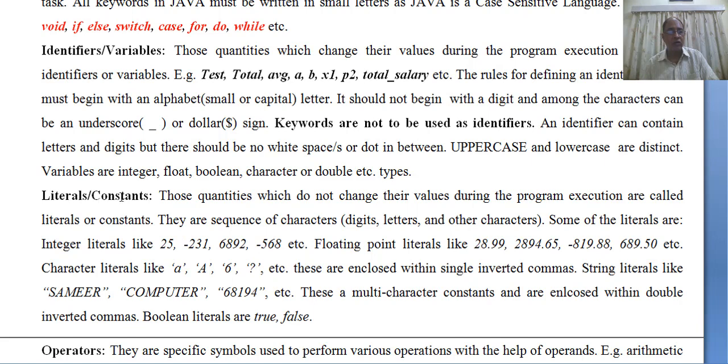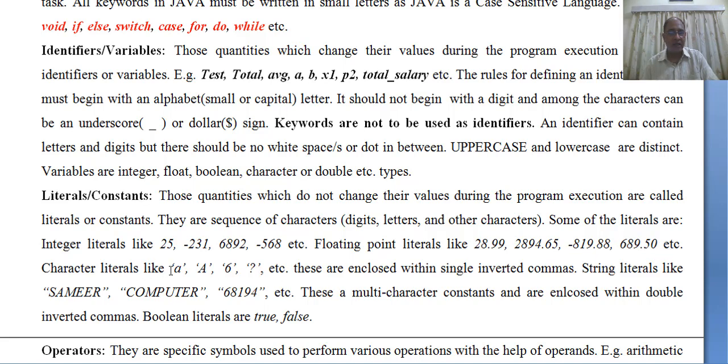Then comes literals or constants. Those quantities which do not change their value during program execution are called literals or constants. They are sequences of characters, that is digits, letters and other characters. Some of the literals are integer literals like 25, minus 231, 6892, minus 568, etc. Floating point literals like 28.99, 2894.65, minus 819.88, 689.50, etc.